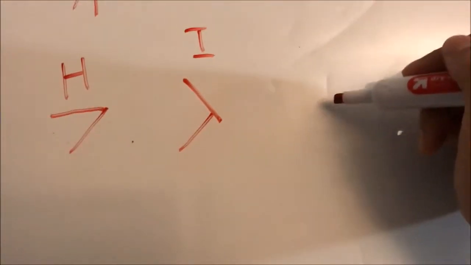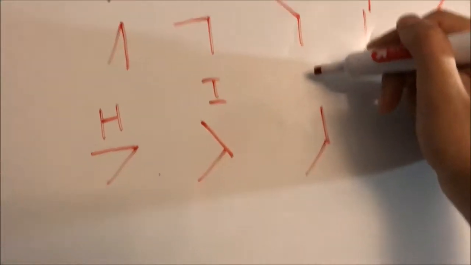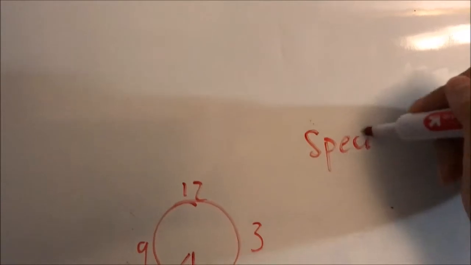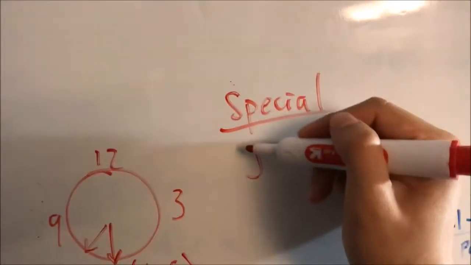I think J is skipped. Let me double check. So this one is straight up. Let me see. Yeah, J is skipped. I don't know why. I think it's because this might be a French system and they don't have the letter J, but we're going to skip J, okay? So special letters or exceptions, J is one of them, okay?